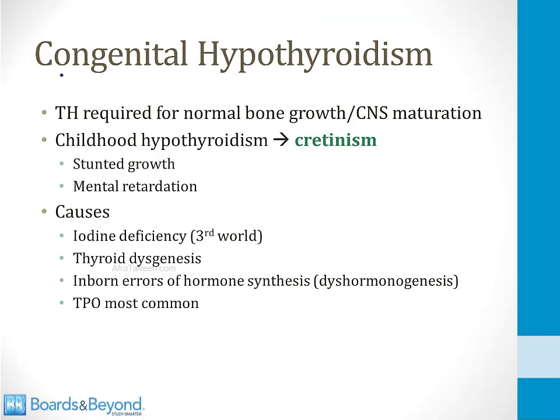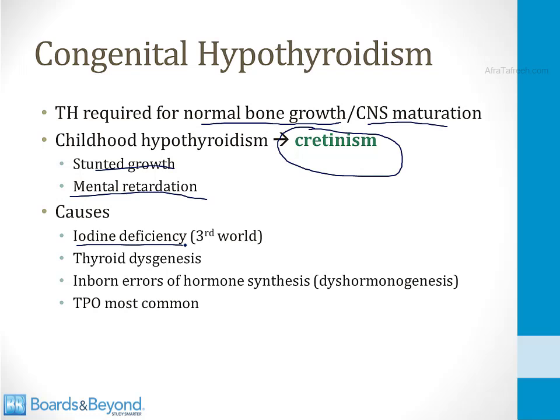Congenital hypothyroidism occurs when babies are born or children grow up without a normally functioning thyroid gland. You need thyroid hormone for normal bone growth and CNS maturation, so children who develop in a hypothyroid state can develop a severe syndrome known as cretinism. These children have stunted growth and mental retardation. This happens in the third world when children grow up in areas where iodine is deficient in the diet. It can also happen if children are born without a normally functioning thyroid gland.